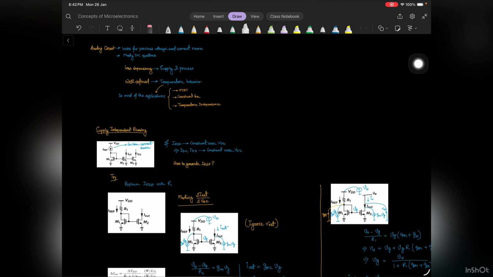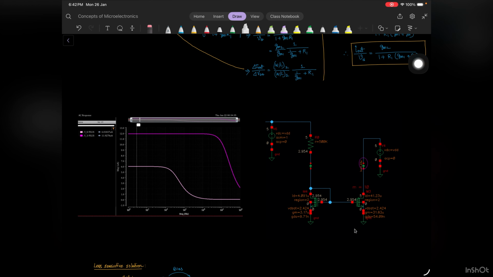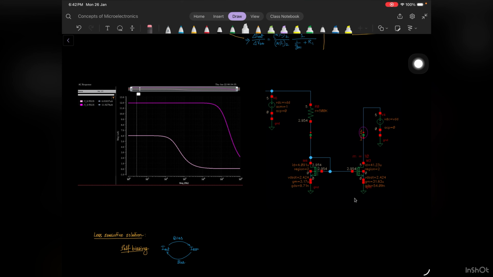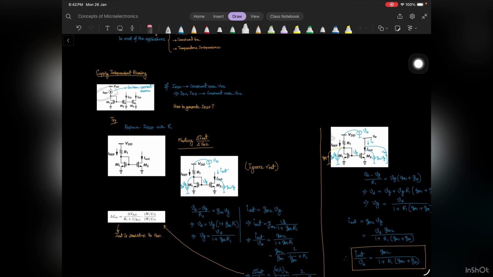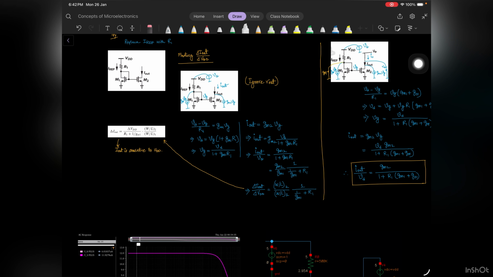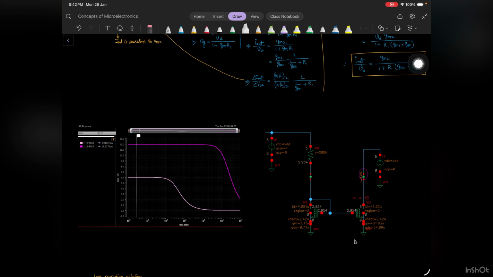Hi everyone, welcome back. So in the previous video we tried to understand, if we replace this IREF by resistor R1, what exactly the sensitivity is that we get, and we also simulated the circuit in Cadence, and we saw the sensitivity was around 11.92 microampere per volt, and also we calculated the value that was also coming very close to this value.